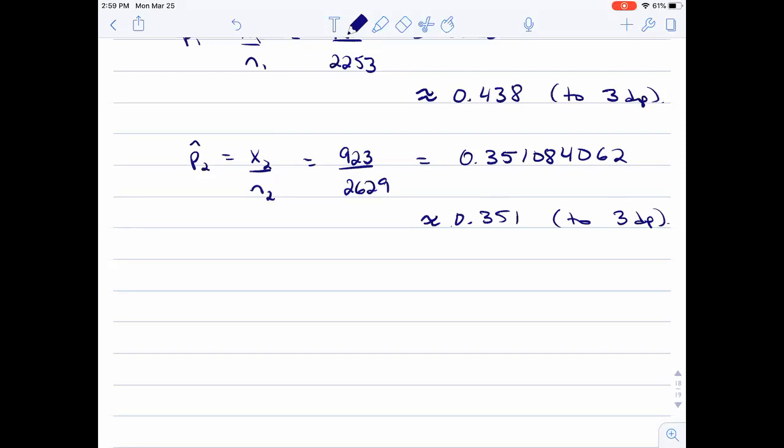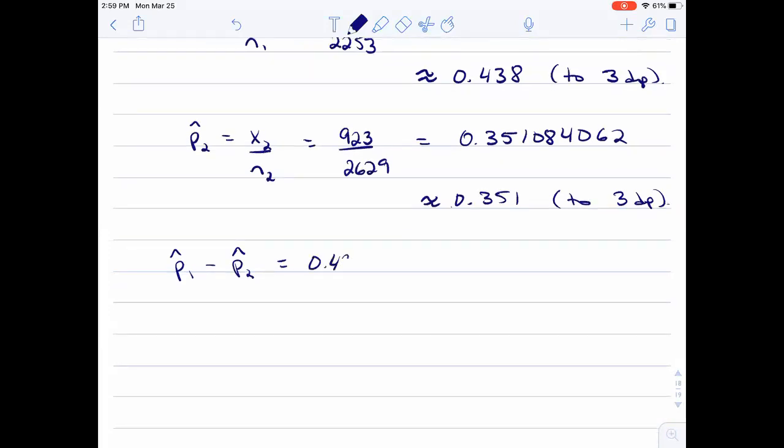So part A is just getting us started. What's the difference in the proportions? p1 hat minus p2 hat is 0.438 minus 0.351, which is 0.087.